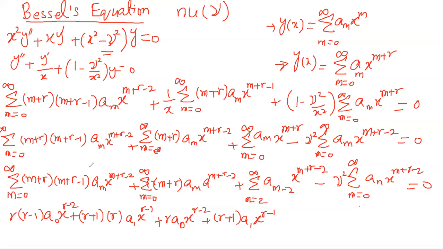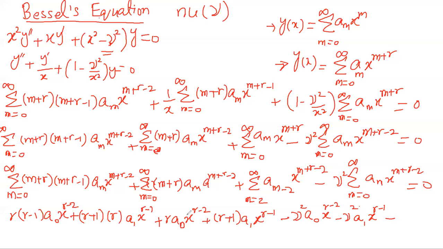So what I am doing is I am just taking the first two terms of these series, so that every series will now start from m equal to 2. This one is already starting from m equal to 2, so I don't need to change it. And this one I need to consider like this: minus nu square a0 x power r minus 2, and then minus nu square a1 x power r minus 1.